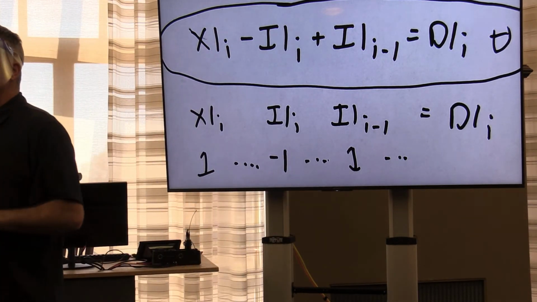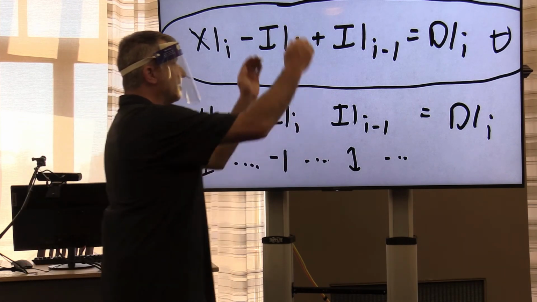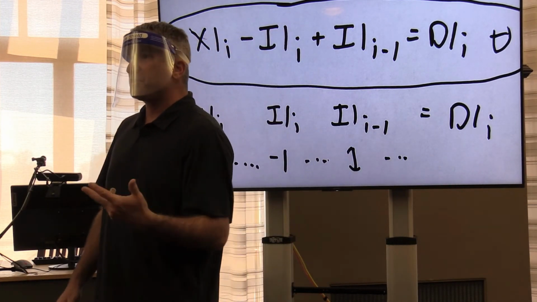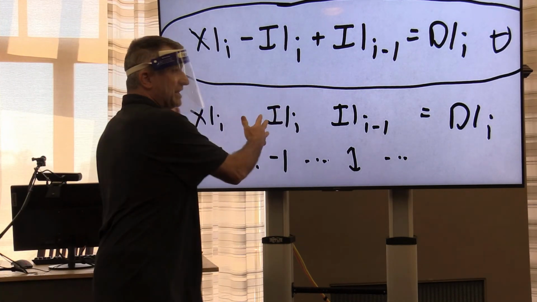And always remember, parameters, things that I give you that are numbers that don't change, always on the right-hand side. Anything that's a decision variable, things that Excel is choosing, that's always on the left-hand side.